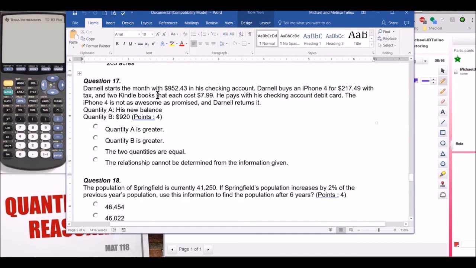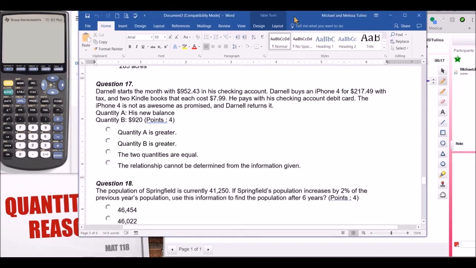And then Daryl starts the month with this much in his checking account, buys an iPhone and 2 Kindle books at $7.99 each. And let's see here. The iPhone 4 is not as awesome as promised, and Darrell returns it. His new balance is 920. All right, so, I'm sorry, excuse me, I meant quantity A, quantity B. Is this new balance or 920 larger?